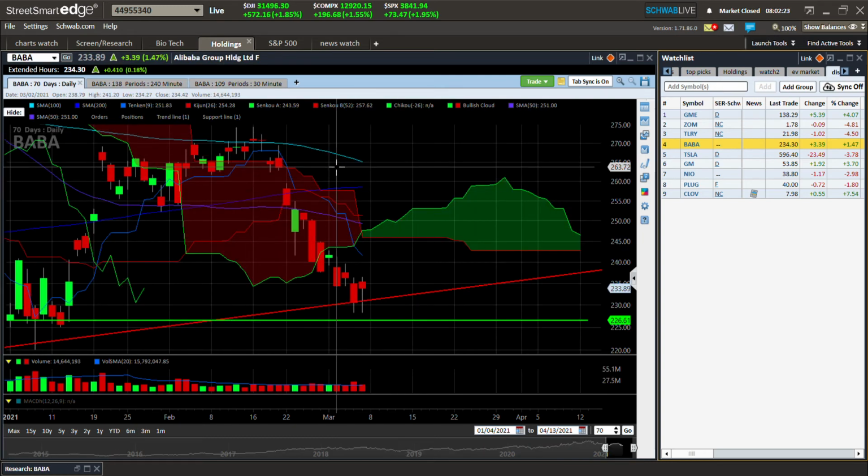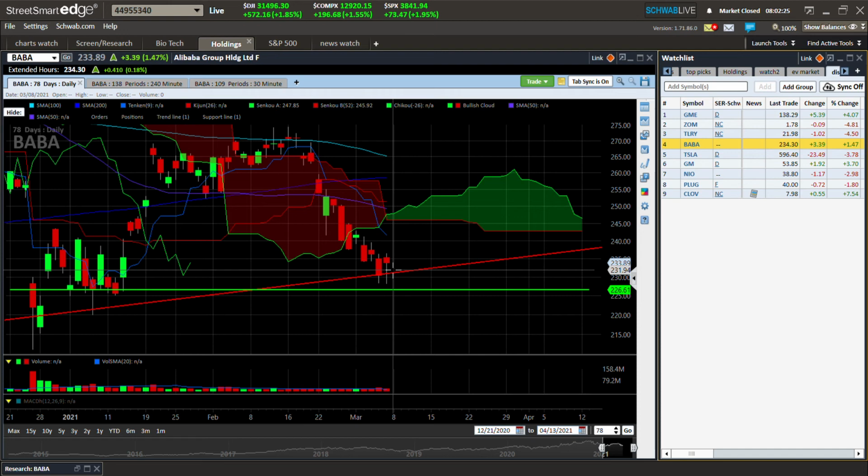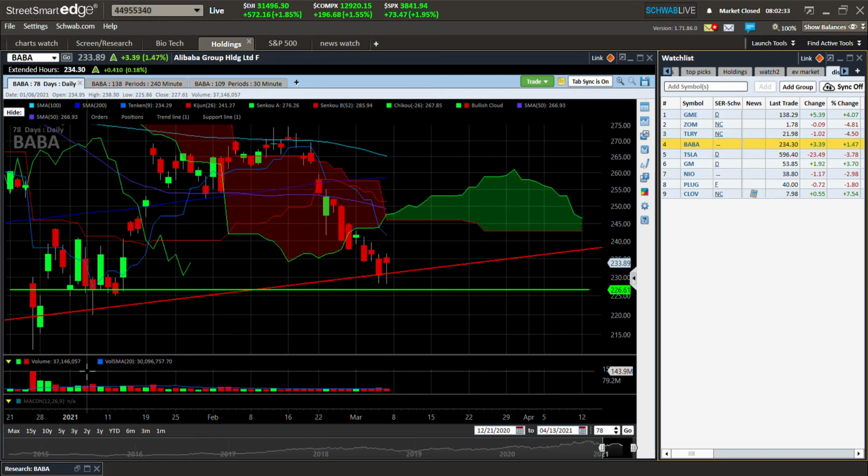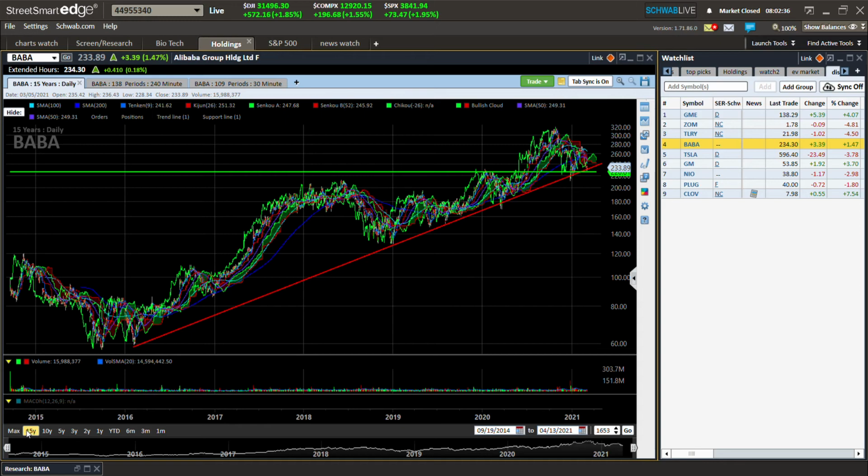Alibaba, this thing has kind of gotten hammered lately, but I like this as a long-term investment. This red line right here is actually a trend line that I've drawn on a long period of time chart. So let's look at like 15 years. A lot of people don't like to look at a chart for this long a period of time. This green line I drew right here is a good area of support because price got defeated up in this area a couple times and then finally got above it. So this was resistance. Once price gets above it, it is now support.